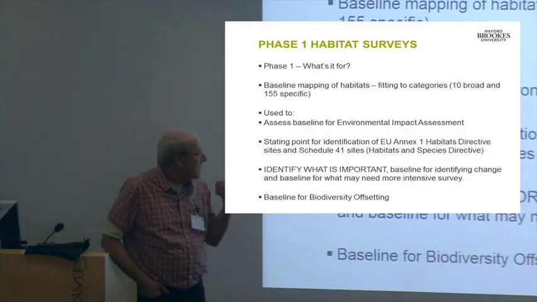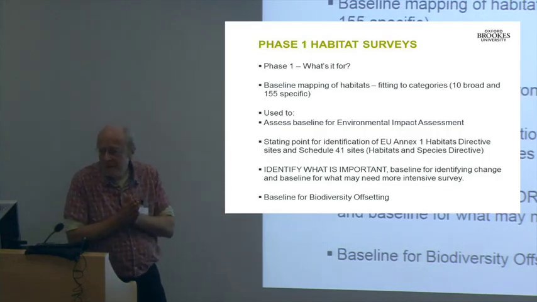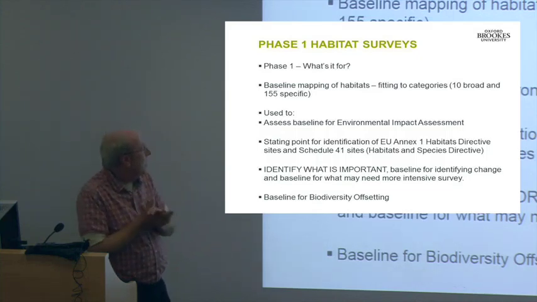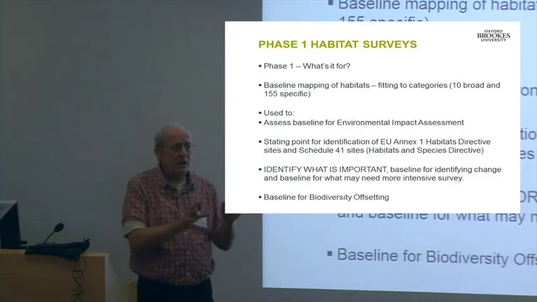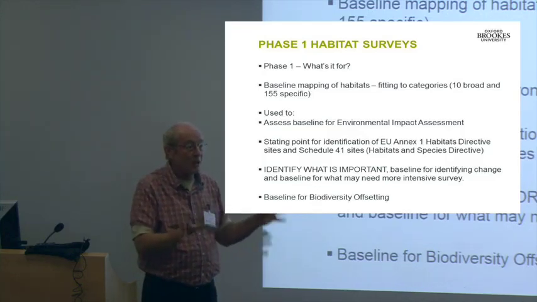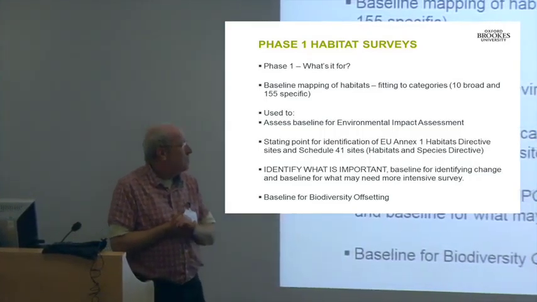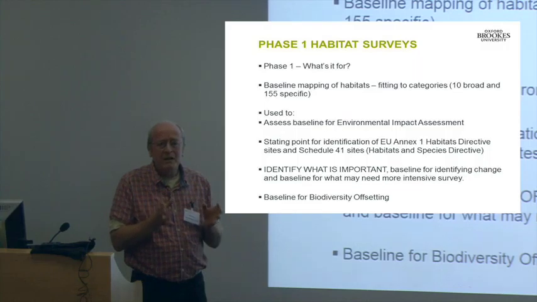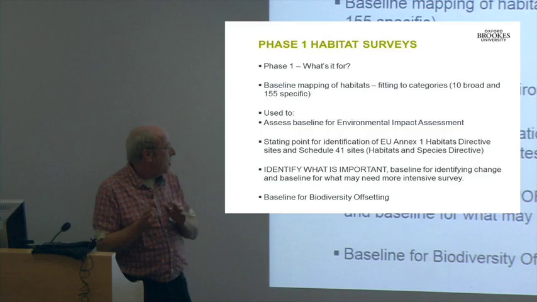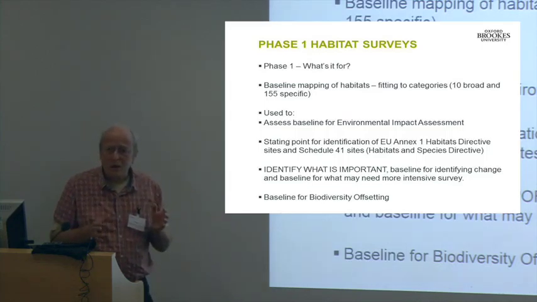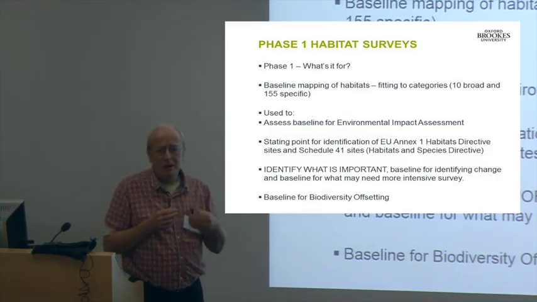And in a wider context, it's used as the baseline to the start of environmental impact assessment. It's the baseline for identifying EU Annex 1 habitats directives. Now, I don't think many universities will be in a privileged position to have those locations, but one or two actually do. But it's also very important in terms of identifying what we've got, thinking about what's important before we start making any changes. And in a wider context, it provides baseline information for biodiversity offsetting.